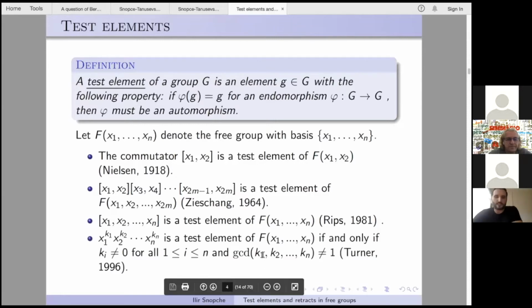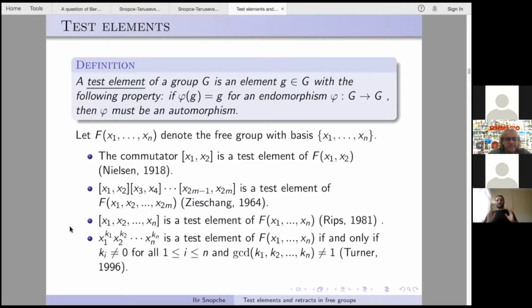So one such example is given by Turner. If you look at a free group with basis x_1 to x_n, x_1^{k_1} x_2^{k_2} up to x_n^{k_n} is a test element of the free group if and only if all the exponents here are non-zero and the GCD of the exponents is different from 1. So more or less it characterizes these elements of this form here, okay?